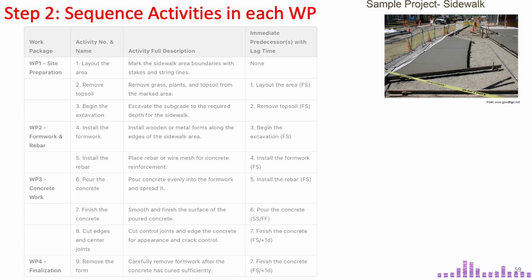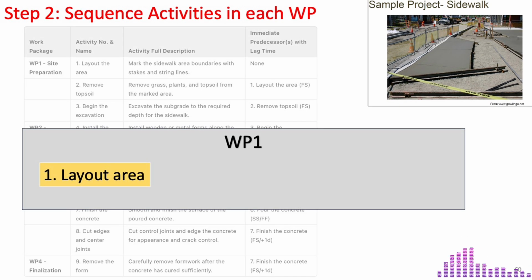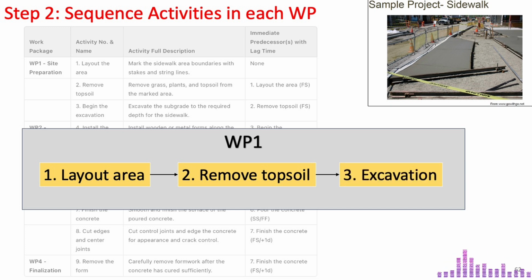In this case, the first activity is activity 1, lay out the area, which falls under the first work package, site preparation. When using sticky notes, you write each activity on a separate note, using a specific color like yellow. You can use different colors to represent different work packages for better organization. The next activity in the sequence is Activity 2, remove topsoil, as it is the successor of Activity 1. Similarly, the next one in line is Activity 3, excavation.